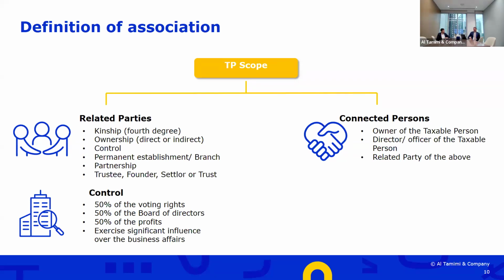Apart from the related parties definition, what is interesting is the definition of connected persons. Connected persons is something unique and specific to the UAE, and this has resulted from the lack of personal income tax. Basically, if someone owns a company or is a director of a company, there is an incentive to pay a quite high salary to that person, so as to reduce the taxable income of the company. That's why tax authorities in the UAE have introduced the concept of connected person: an owner of the business or a director, or any related party to these persons. Transactions between the taxable person and this person will be considered controlled, and they should adhere to the arm's length principle. Next slide, please.